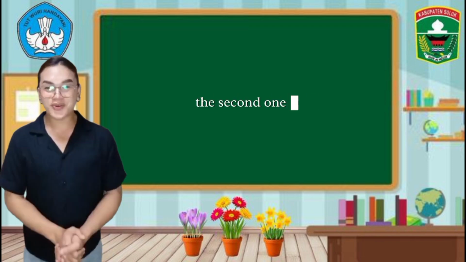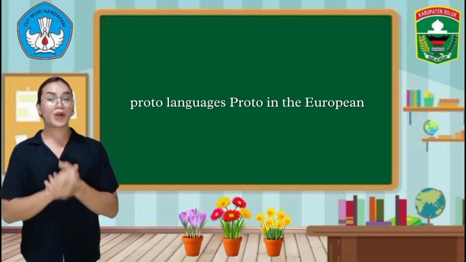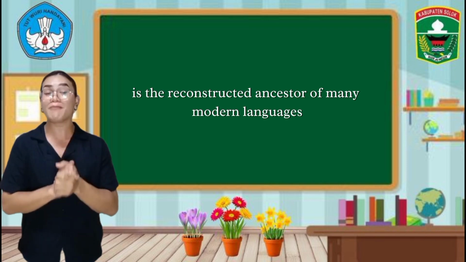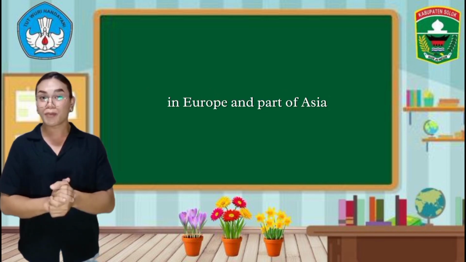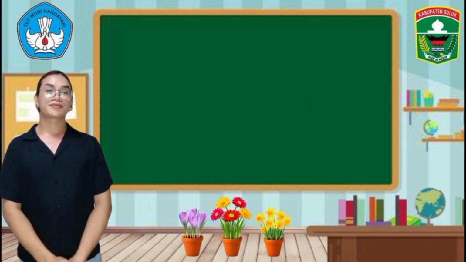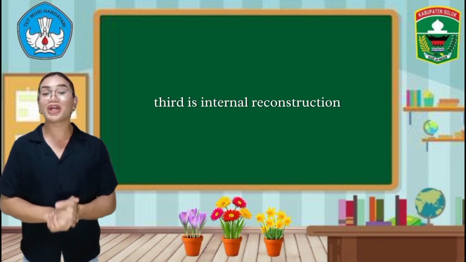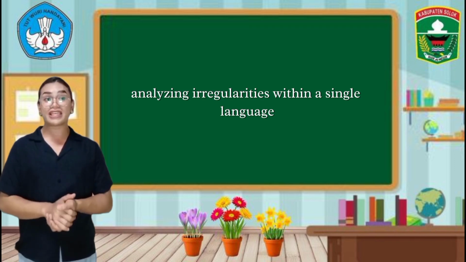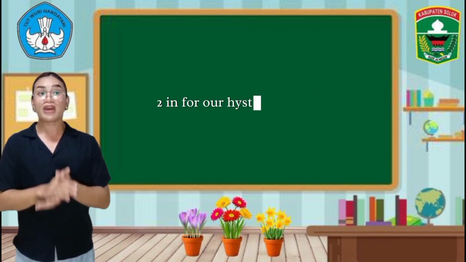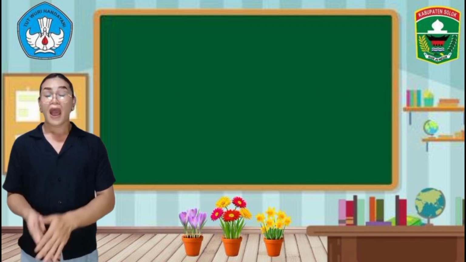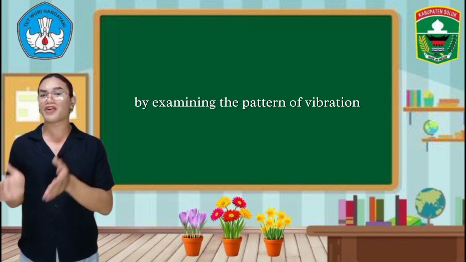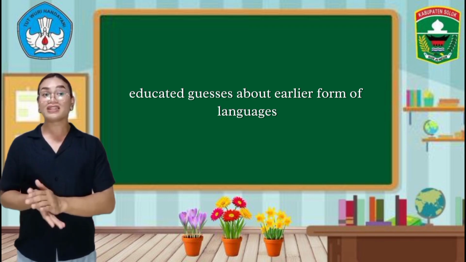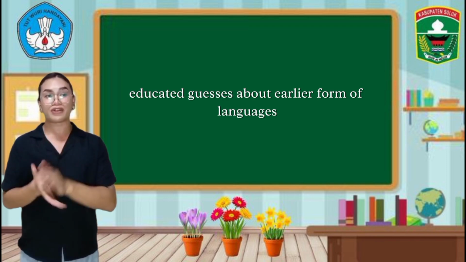The second one is proto-languages. Proto-Indo-European is the reconstructed ancestor of many modern languages in Europe and parts of Asia. Third is internal reconstruction. This technique involves analyzing irregularities within a single language to infer historical changes. By examining the patterns of variation, linguists can make educated guesses about earlier forms of languages.